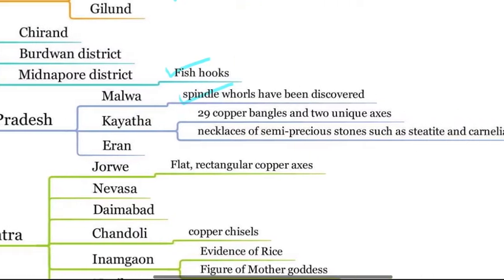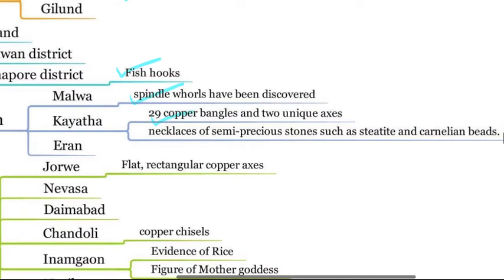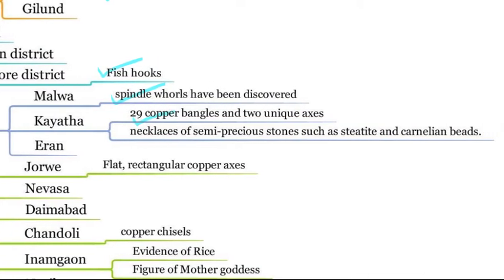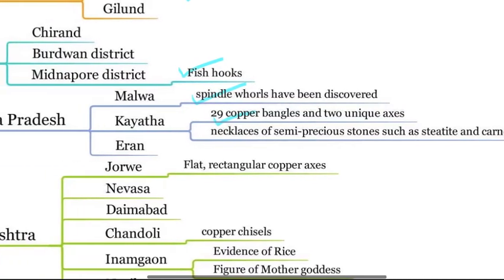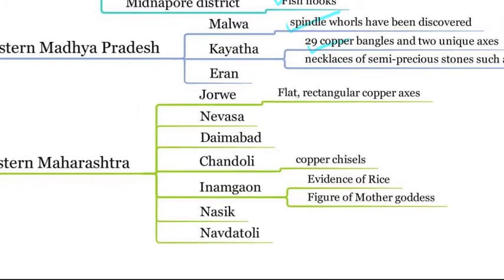And at Kaitha we have 29 copper bangles, that is, a hoard of copper implements has been found, and a necklace of semi-precious stones such as steatite and carnelian beads has been found. Then we have Maharashtra. What are those? Those are Jorwe culture. All this side will come under Jorwe culture only. So what are those? Nevasa, Daimabad, Chandoli, Inamgaon, Nasik and Navdatoli.